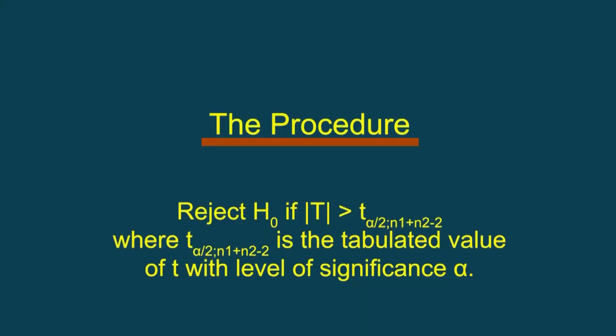Now it's a two-sided test, so we will reject H naught if the numerical value of t, or the modulus of t, is greater than t alpha by 2, n1 plus n2 minus 2, where t alpha by 2, n1 plus n2 minus 2 is the upper alpha by 2 point of a t distribution with n1 plus n2 minus 2 degrees of freedom. And these values are tabulated in biometric tables as well as available from any statistical software. We can obtain these tabulated values.